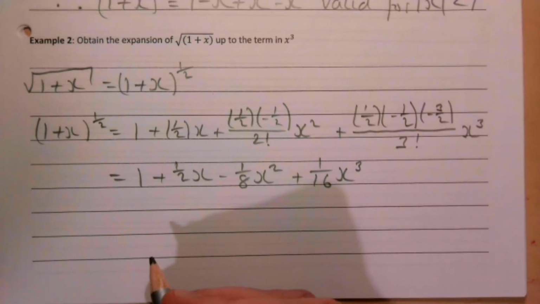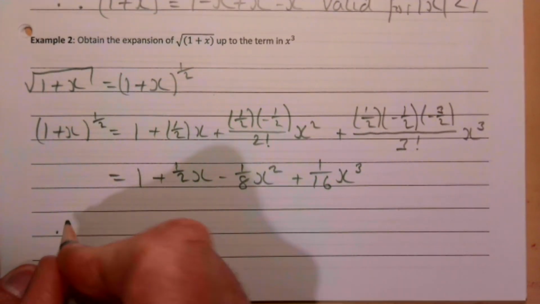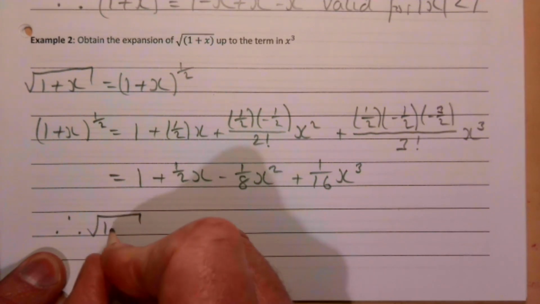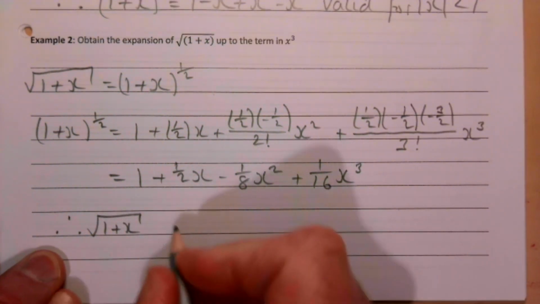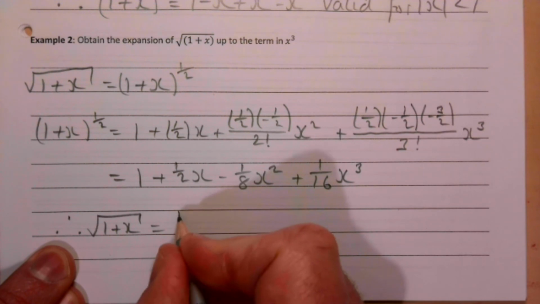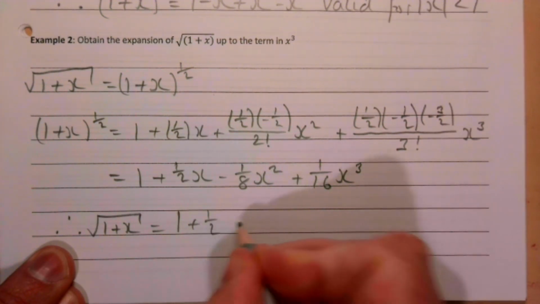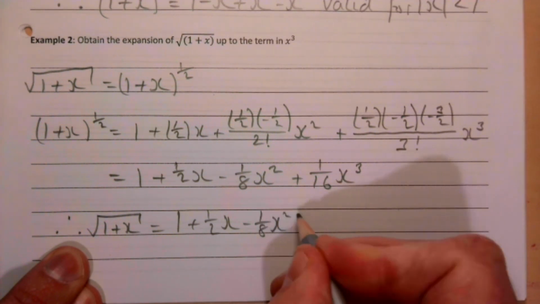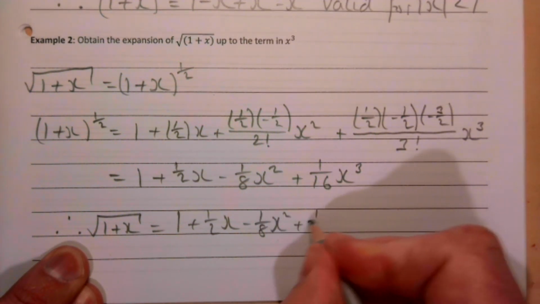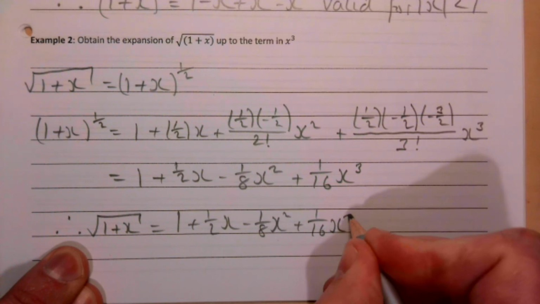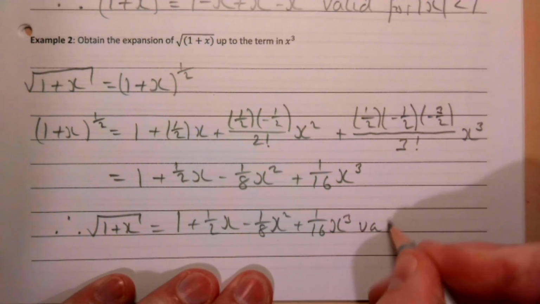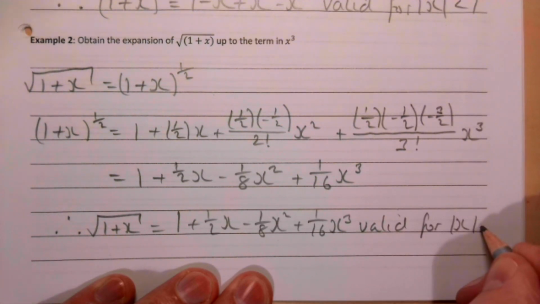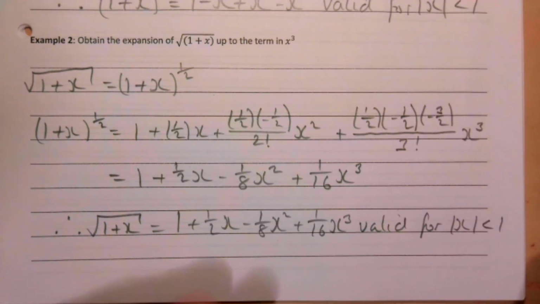Final line then again for this one. Therefore, the square root of 1 plus x, which is what we get asked for, equals 1 plus a half x minus an 8th x squared plus a 16th x cubed, and that then is valid for, again, modulus of x is less than 1.